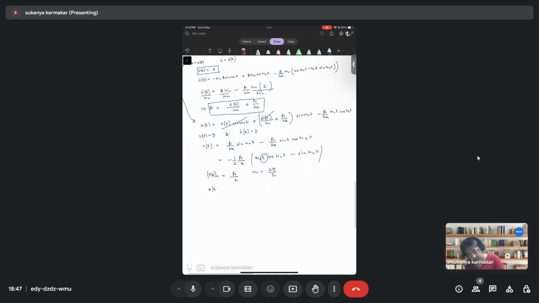So u of t can be written as minus 1 by 2, p naught by k can be written as u_st naught. Let me bring this u_st naught on this side. Finally, when I show you some figures, I will have this in ratio, that is why I brought it here. Then I have the term omega n, which is 2 pi by Tn into t, then you have cos of omega n, which is 2 pi by Tn into t, minus sine of omega n, which is 2 pi by Tn into t.